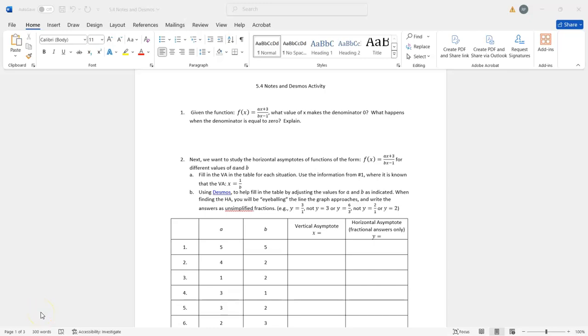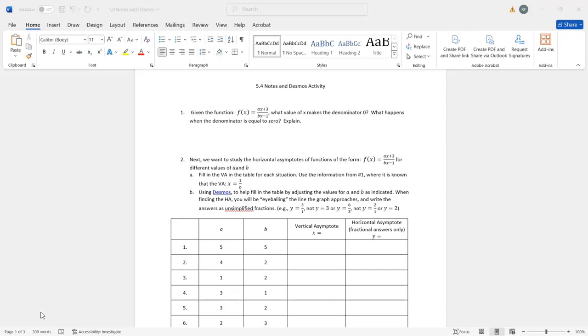In this lesson, we are going to look at horizontal asymptotes. We've already looked at the vertical asymptote, and why and how it exists. Now we're going to really examine the horizontal asymptote. You're going to do this by working through a Desmos activity, doing some eyeballing and explaining to yourself what's going on.